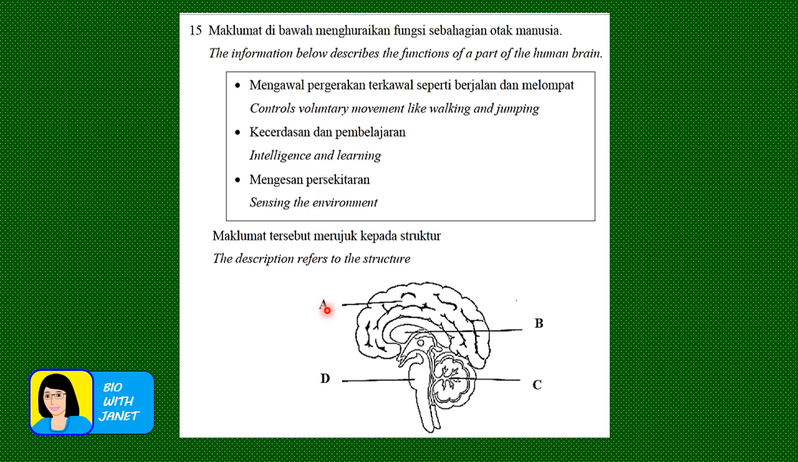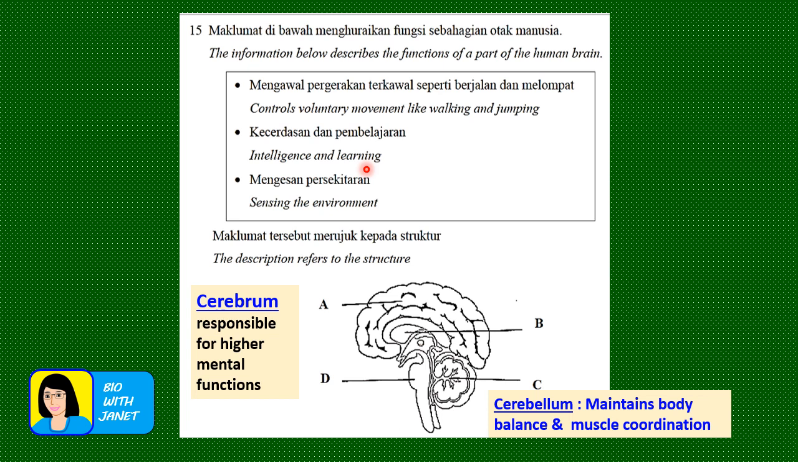So A is the cerebrum, and the cerebrum is responsible for higher mental functions like learning and reasoning. So here we already have the function intelligence and learning. So the answer is definitely A, right? Whereas C is the cerebellum. It maintains body balance and muscle coordination.